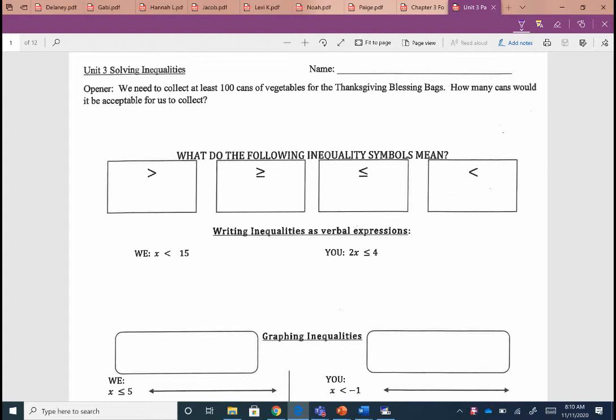How many cans would be acceptable for us to collect if we need at least 100 of them? So jot something down in that first part. All you need is 100. It says we need at least 100 cans. At least means like a track, right? At least 100. So what does that mean to you? If I say we need at least 100 cans, what would be acceptable amounts of cans for us to collect?